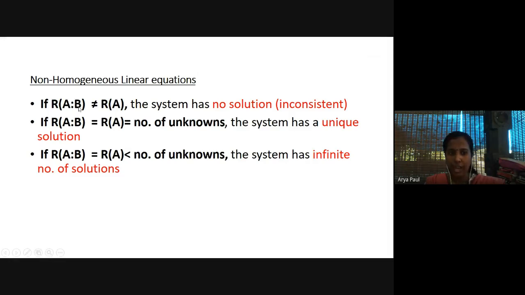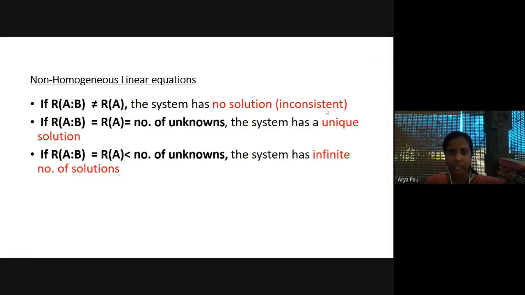So rank of AB, that is an augmented matrix. You call it an augmented matrix, AB. So if the rank of this augmented matrix is not equal to the rank of A, then the system has no solution. That means the system is inconsistent. It has no solution at all.